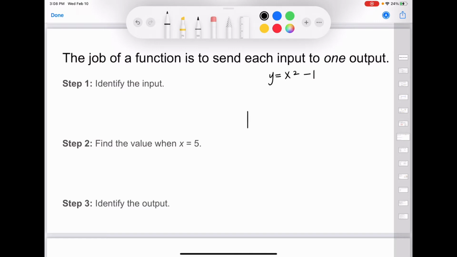So, for example, let's say I have a function and I input the value 5. So 5 goes into my function. So I'm putting 5 into my function, y equals x squared minus 1. Basically what that looks like is us plugging in 5 for x.